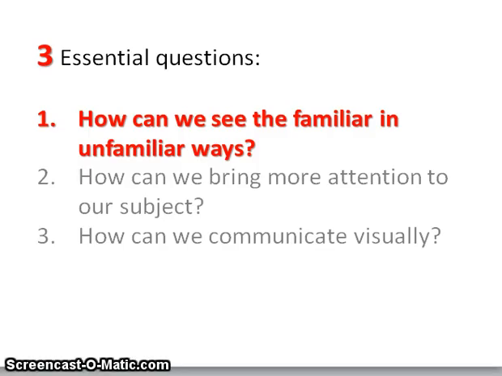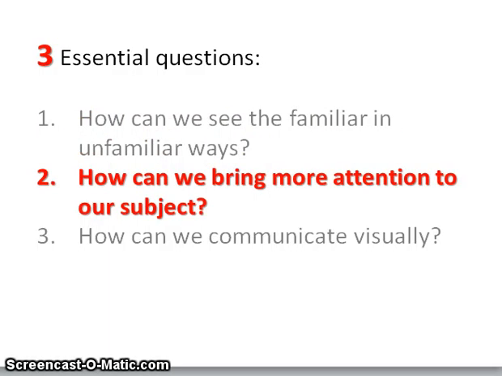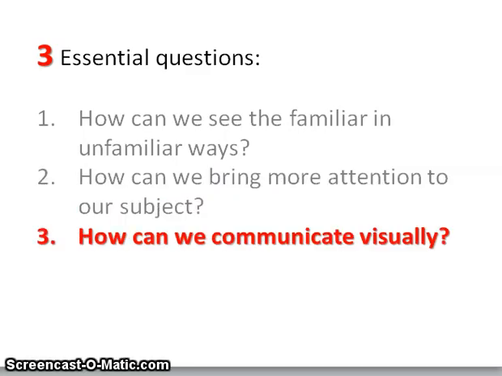There's basically 3 essential questions that get answered, I hope, in this photography unit. By learning photography, how can we see the familiar in unfamiliar ways? How can we bring more attention to our subject? That refers to focal point. And how can we communicate more visually? A lot of these questions get answered by the photography unit.